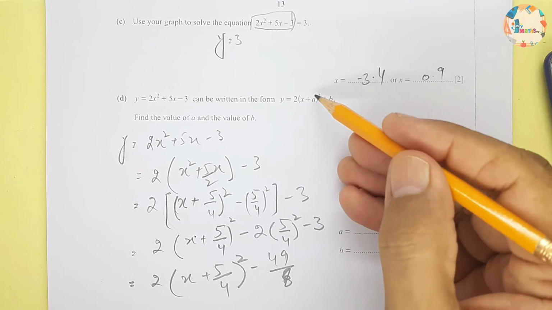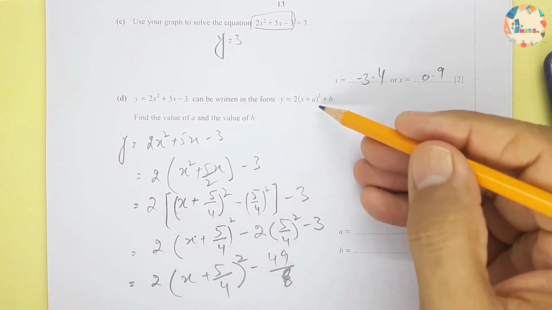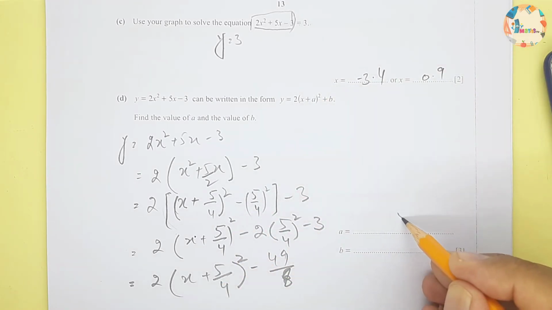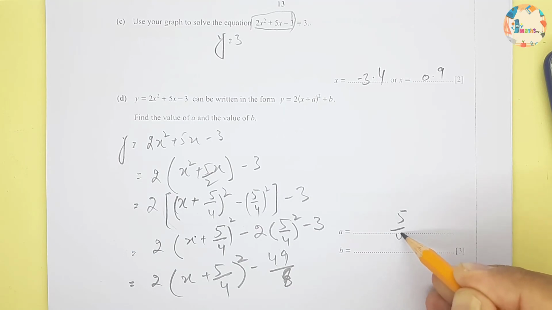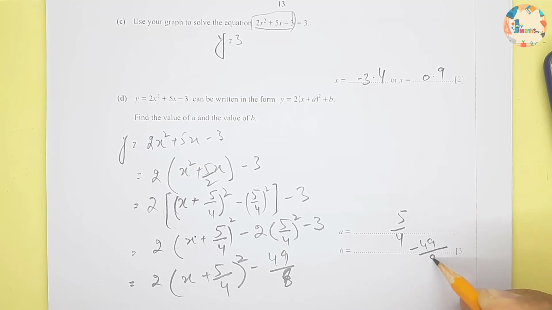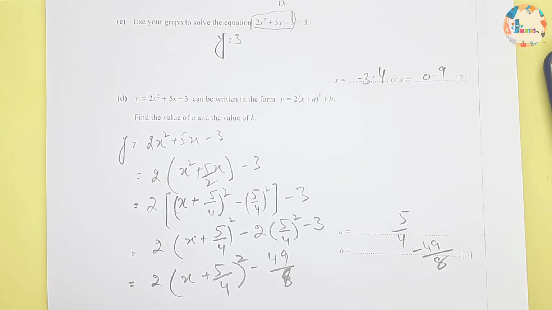So a value, if you compare this with this, a value will be 5 by 4, or you can write 1 whole 1 by 4, and b value will be minus 49 over 8. This will be our answer. This is like an improper fraction. You can give your answer in improper fraction or mixed fraction as you like, but this is also acceptable.